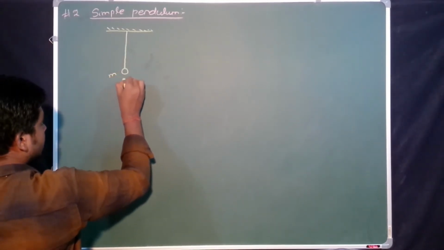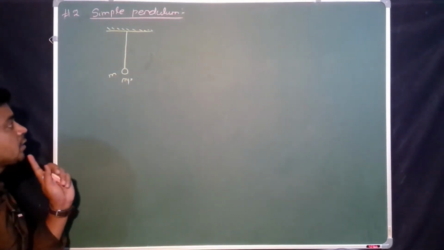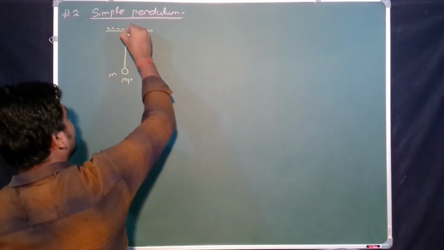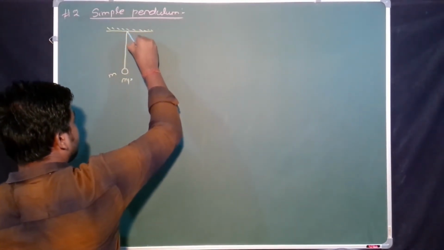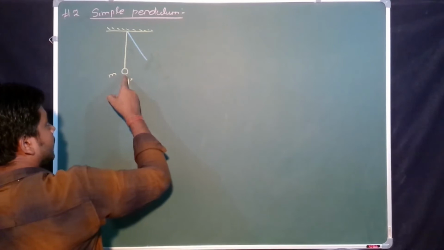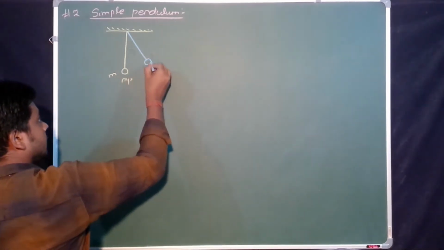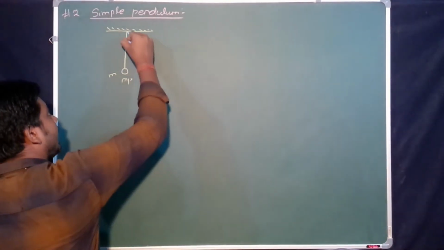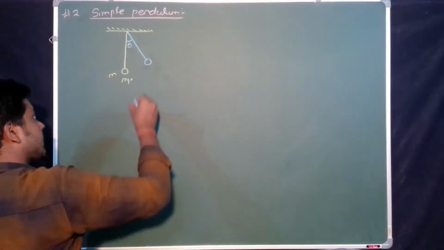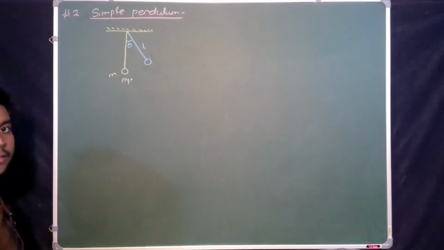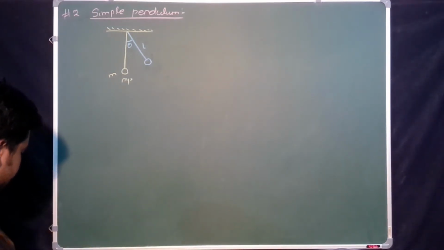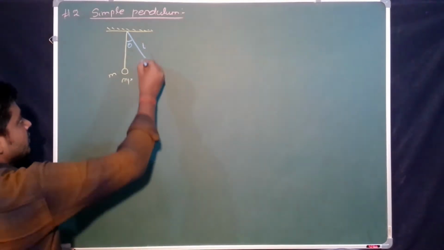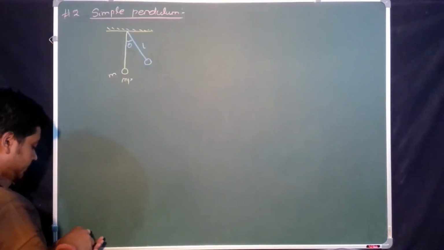Okay, and this one is the mean position. Then just displace this bob through a small angle theta. Let the bob be displaced from here to here. Displacement of the bob. Then just see what you got here, and this one is the angle theta, and the length of the string is L. Okay, length of the string is L. Then just see here, if this is L, this is also L. Yes or no? This is also L.